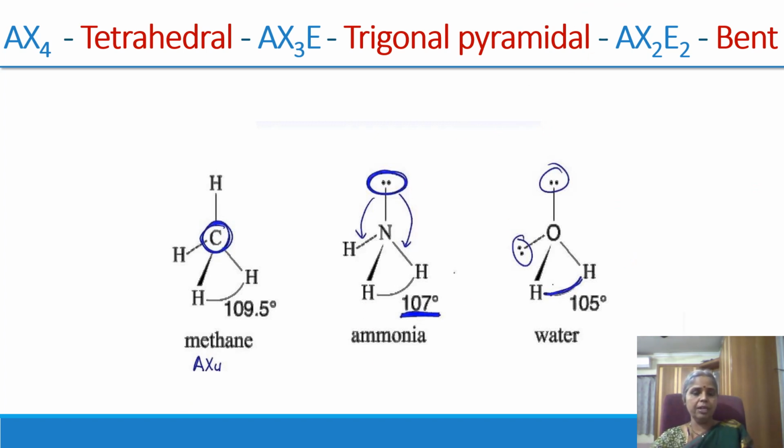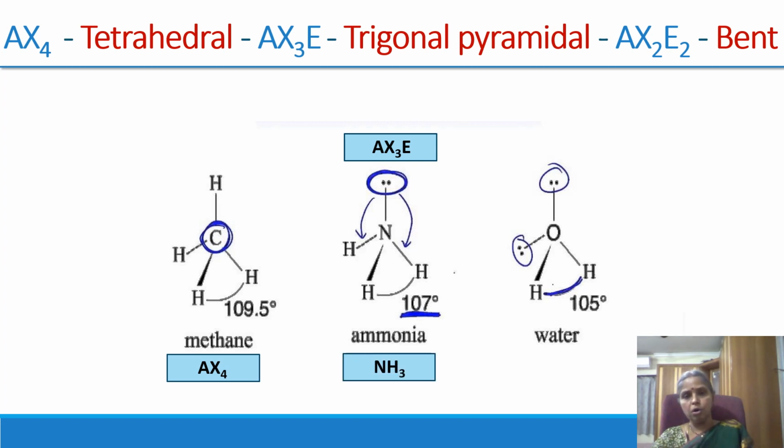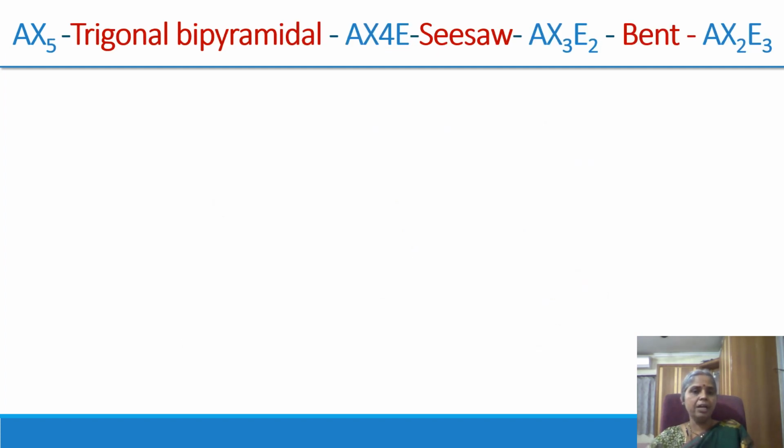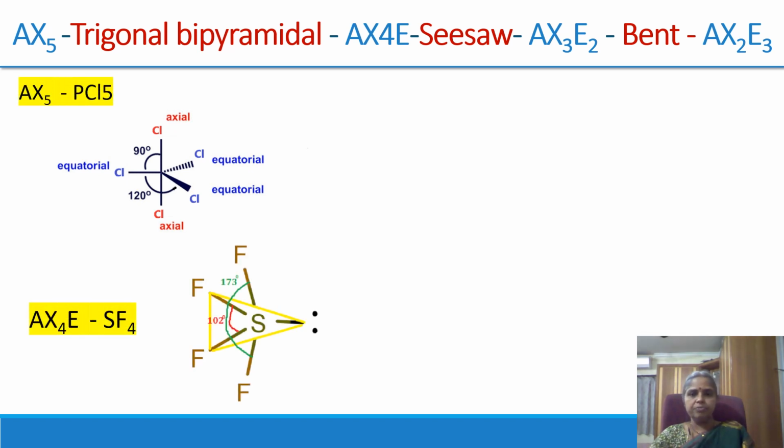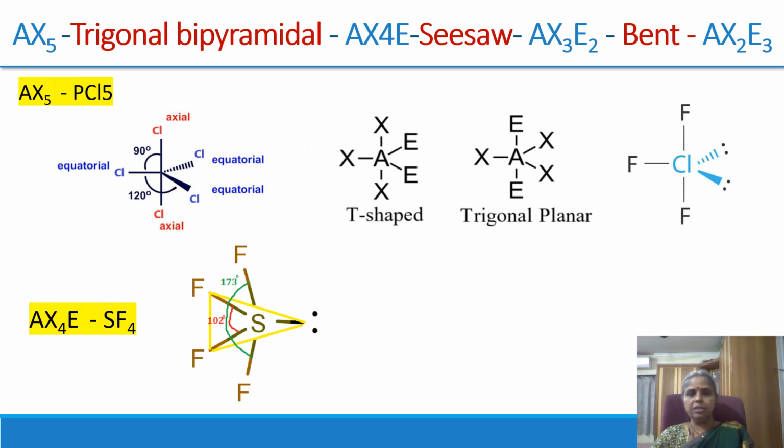Now let us move further and see the case where we have a central atom with 5 bonded atoms and 1 or more lone pairs. Whenever you have a lone pair, it means you get a deviation in the expected bond angle and a distorted geometry. Now let us go to the next slide. AX5 trigonal bipyramidal, AX4E seesaw, AX3E2 bent, AX2E3 is linear. You can see here all the examples are shown.